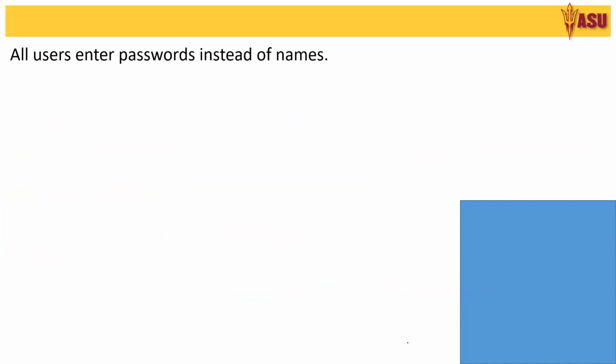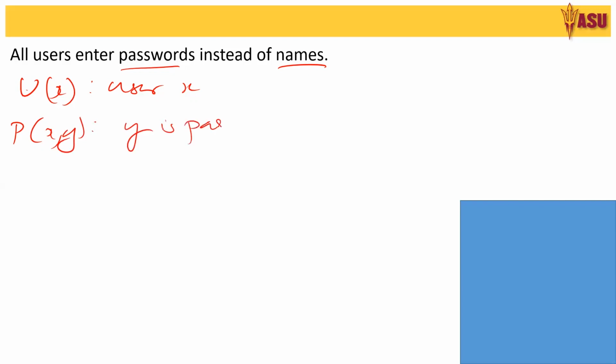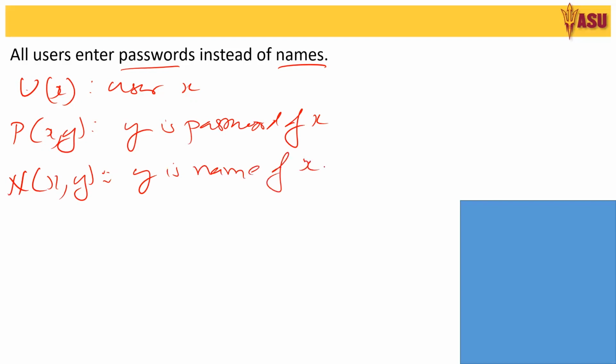A third example: all users enter password instead of names. Here we have users. U of X is user X. We have password and names. P of X comma Y: Y is password of X, and the third is a name. Let's call it N of X comma Y: Y is name of X.